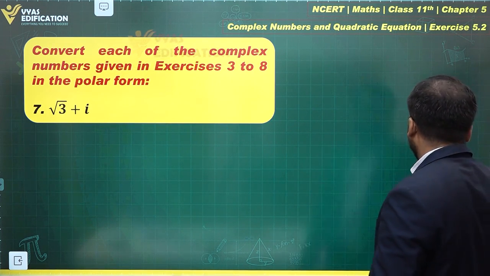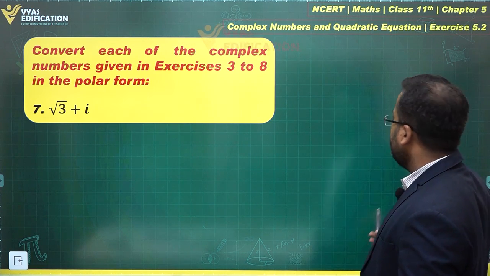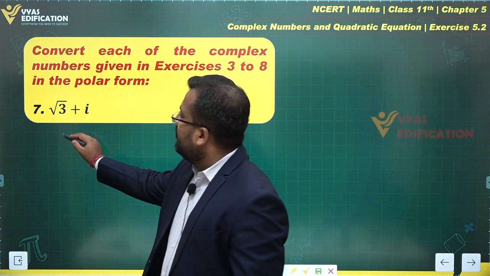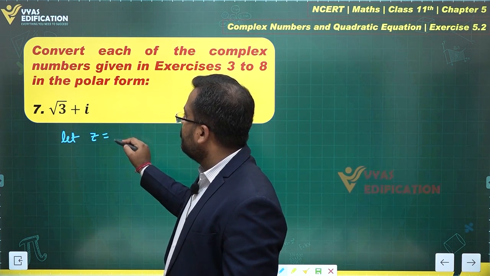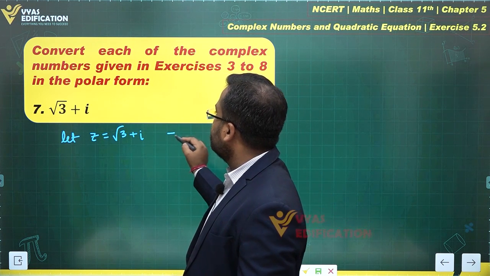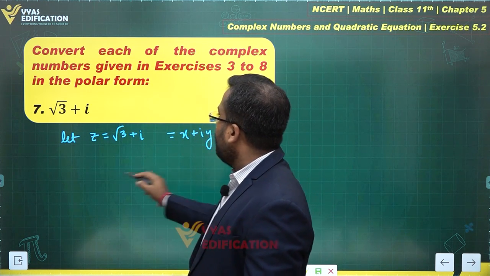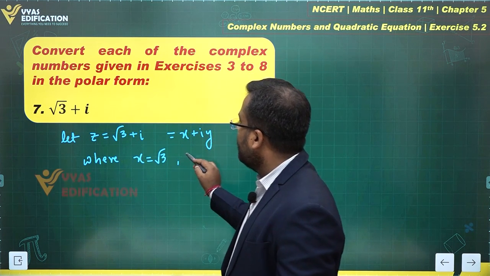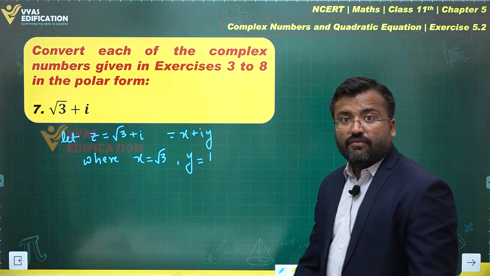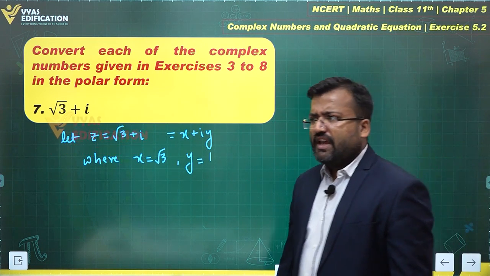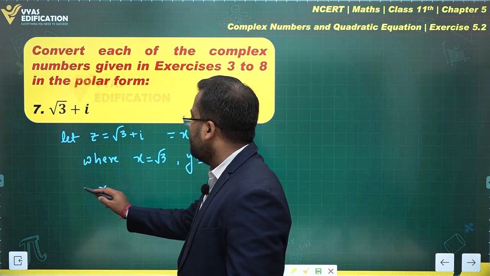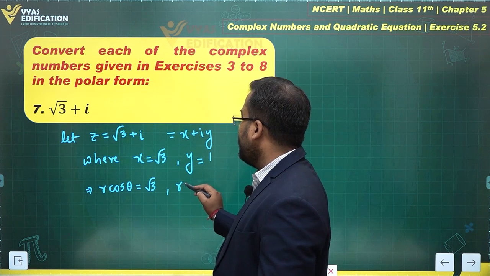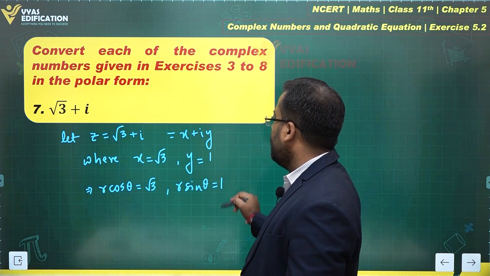Convert in the polar form. So we are supposed to convert in the polar form. Let's try to do it for this one. Let z equals root 3 plus i, which is x plus iy, where x is root 3, y is 1. Can you observe that? Yes. And x is equal to r cos theta, which becomes root 3, and y is r sin theta, which is equal to 1.